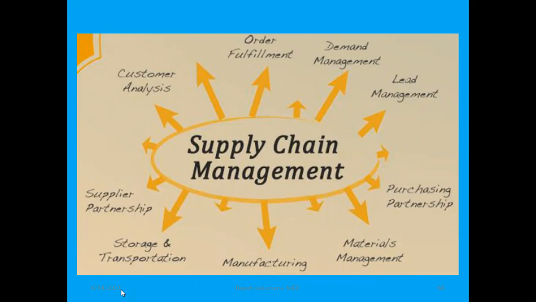See the figure, we can say, what is SCM? SCM is a combination of customer analysis, order fulfillment, demand management, lead management, purchasing partnership, materials management, manufacturing concern, storage and transportation, supplier partnership, etc. Right? So one person cannot know all these points in detail. But for this engineering technology, the supply chain management is no concern, right?